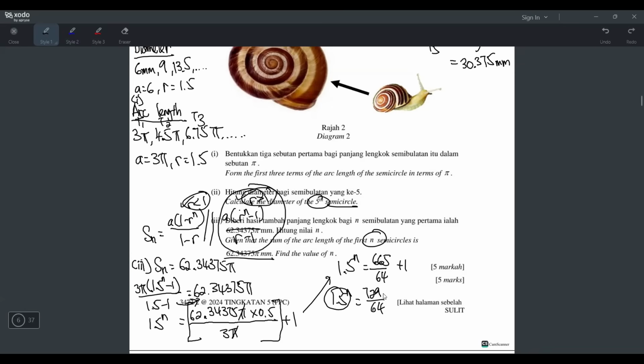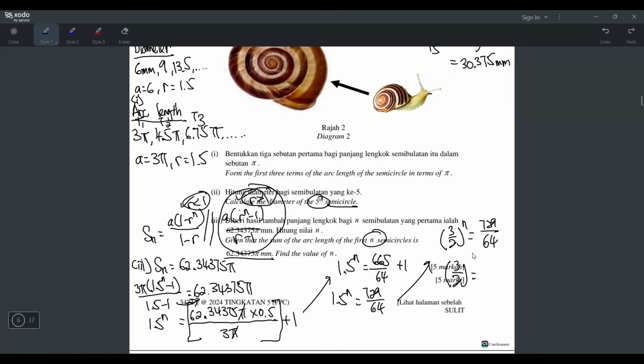That means the 1.5 and 729 over 64 can change to the same base, right? But how to change? Okay, 1.5 you can change to a fraction also, right? So 1.5, we all know, is 3 over 2. So 3 over 2 is 1.5, and then 729 over 64. And now we think, okay, this is (3 over 2) power n.